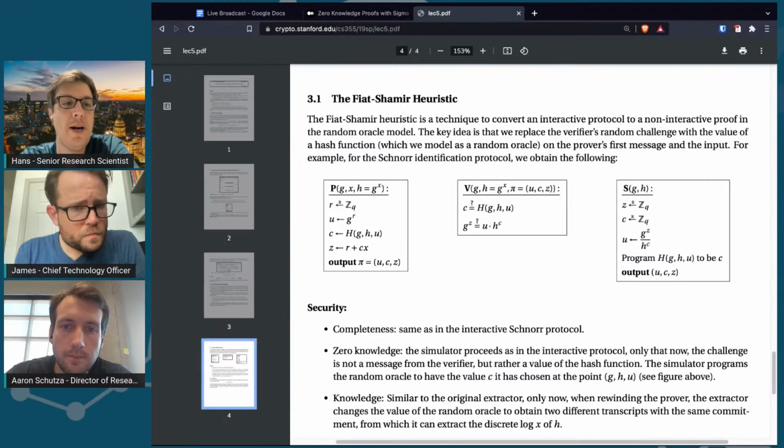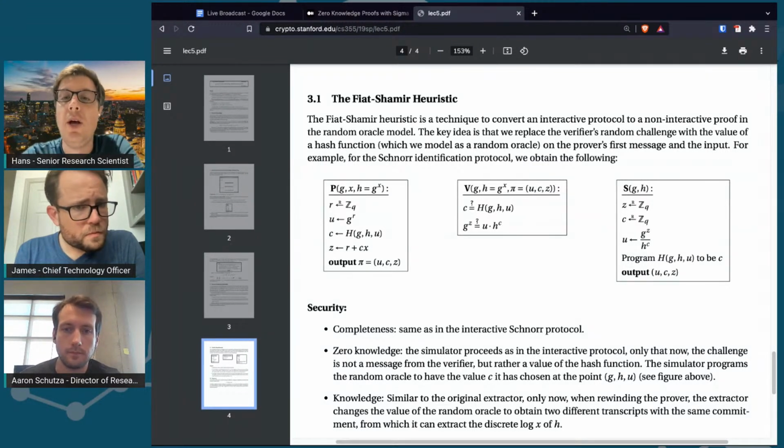So that's the core idea: if we use hash functions, we can make things non-interactive. Okay, so I just wanted to get that out of the way.